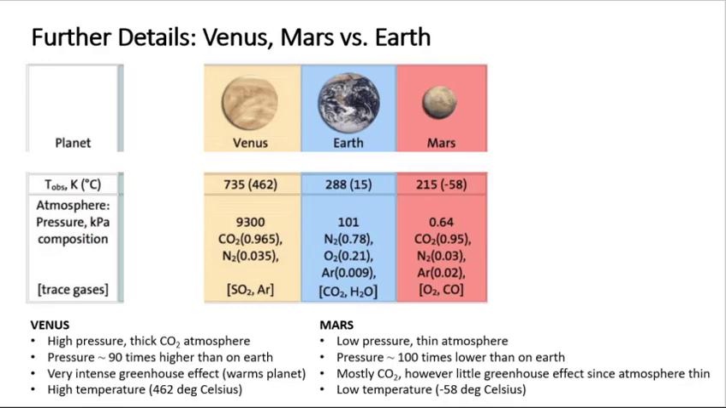Instead, the hot temperatures of Venus are a result of the intense greenhouse effect caused by its abundant carbon dioxide and extremely high atmospheric pressure, about 90 times that of Earth. While Mars is also mostly CO2, however, its temperatures are much colder. This is due to its thin atmosphere, with pressure about 100 times lower than Earth's.